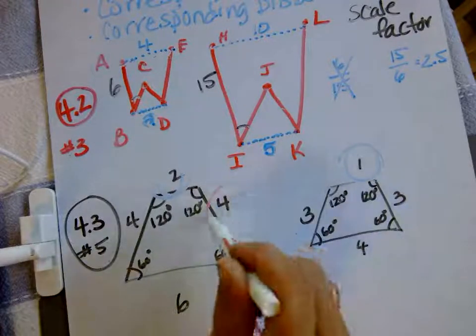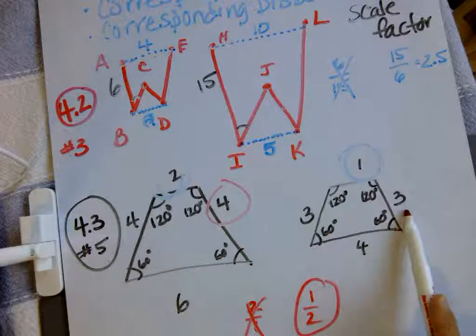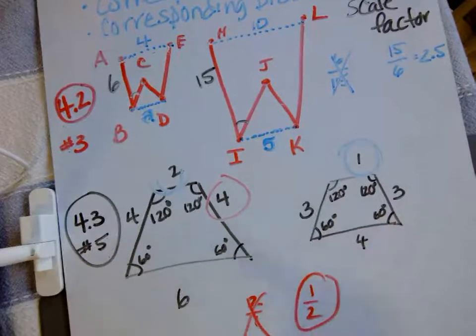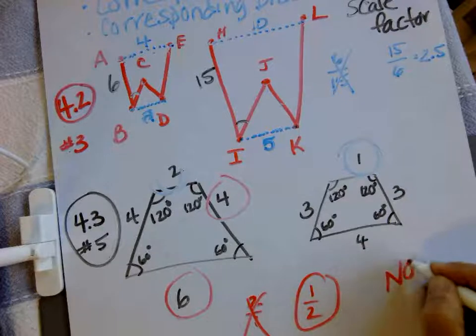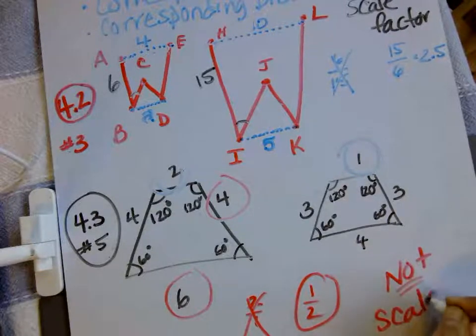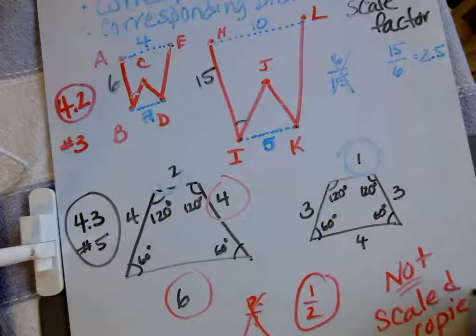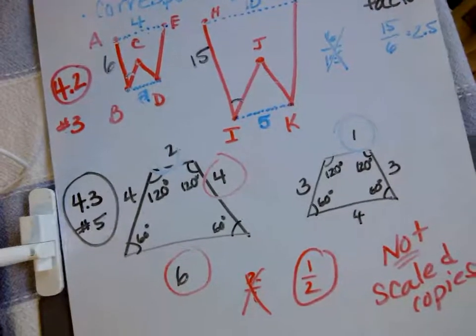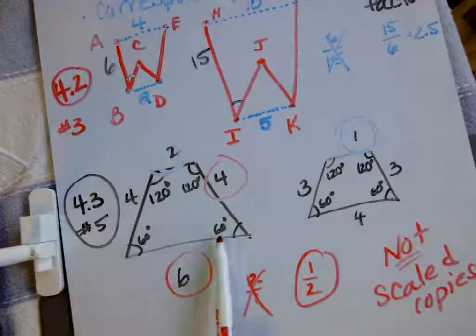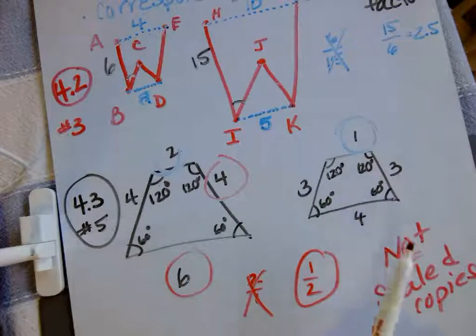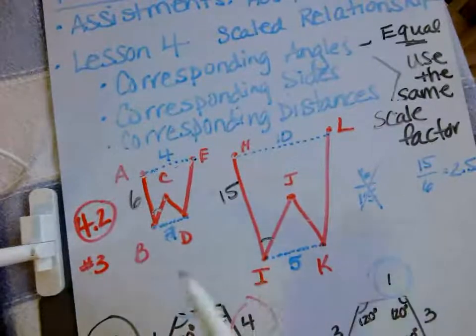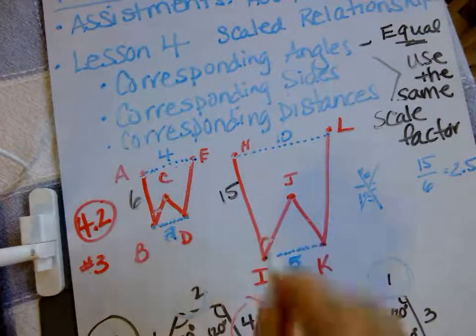Now let's see if that works with the other corresponding sides. If this side here is 4, what's half of 4? Not 3, right? And what about this one? If this side is 6, what's half of 6? Not 4. So these are actually not scaled copies. So that's an important thing to keep in mind, that just because the corresponding angles are equal doesn't necessarily mean they are scaled copies of each other. But if they are scaled copies of each other, then the corresponding angles will absolutely be the same.